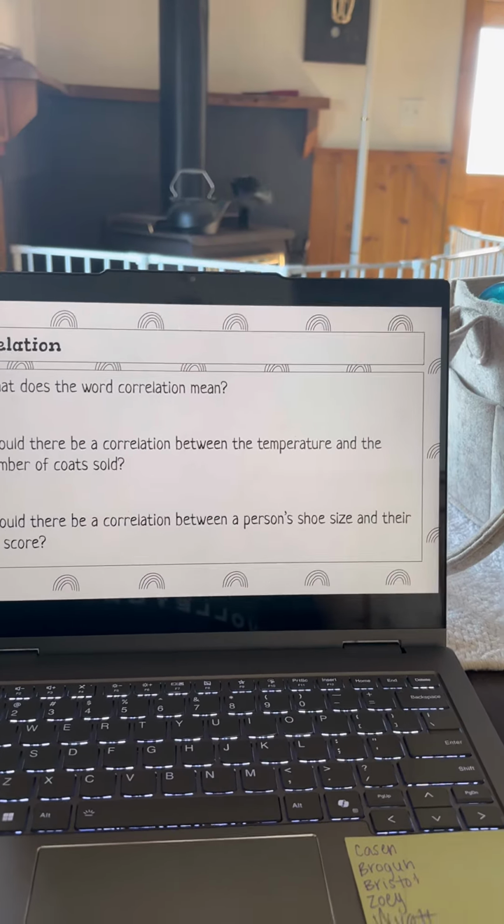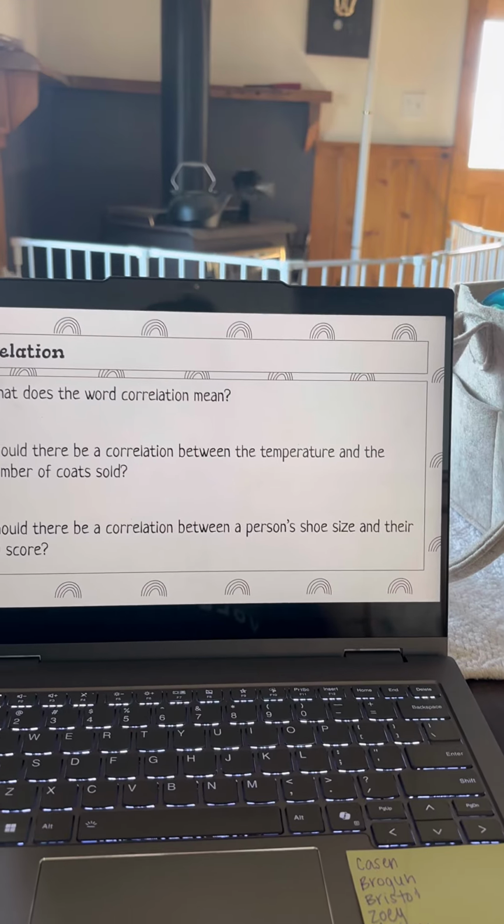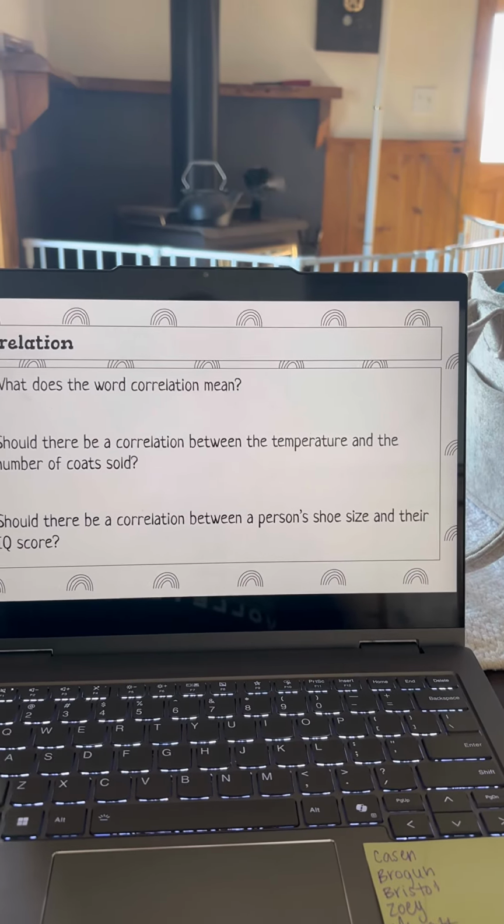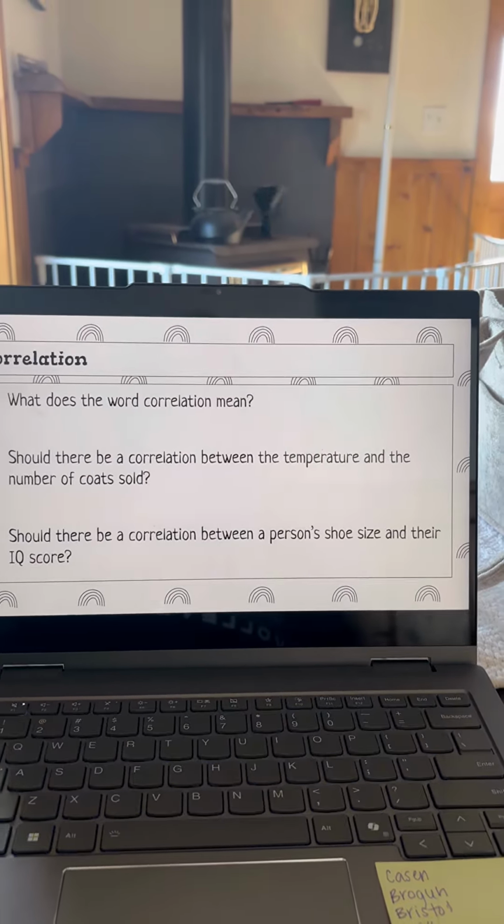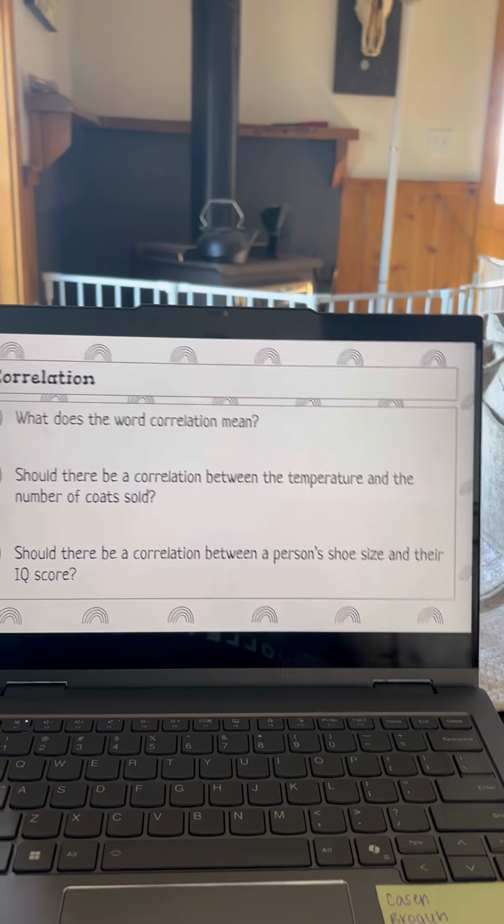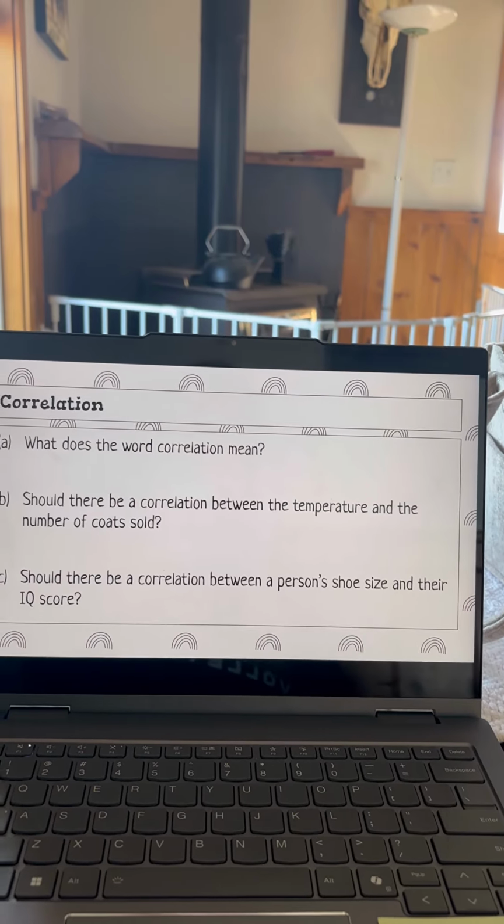Should there be a correlation between a person's shoe size and their IQ score? No, there shouldn't be. If I had really big feet, that doesn't matter how smart I am, how high my IQ score is.